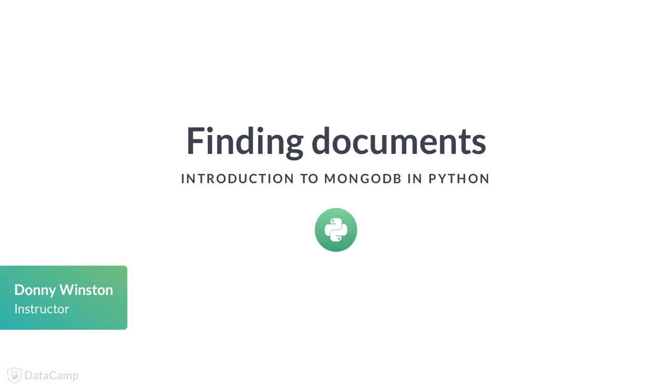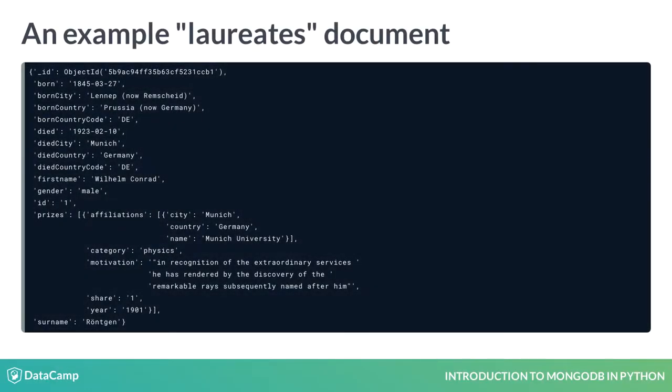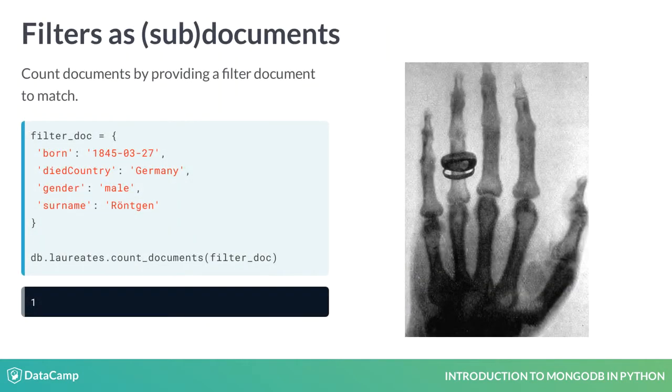Here we have an example document in the laureates collection. Finding documents in MongoDB reminds me of the work of this particular laureate. The remarkable rays named after him are today called X-rays. To find documents satisfying some criteria, we express those criteria as a document. This filter document mirrors the structure of documents to match in the collection.